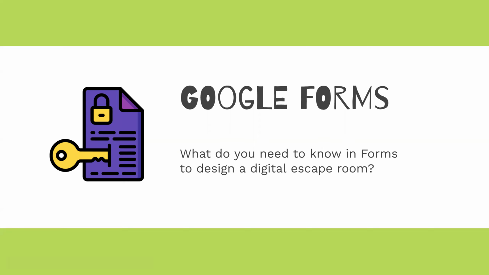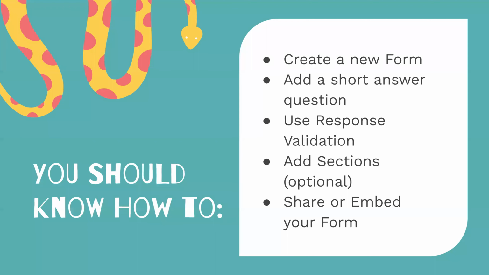So when it comes to Google Forms, what do you need to know to be able to build one of these? Well, these are the minimal skills that you will need to build an escape activity. First, you need to know how to create a new form, then how to add a short answer question. You could add multiple choice if you want to make it easy, but then they could just guess. The short answer is really how you build the lock questions. And the thing that most people have to learn for the first time is how to use response validation. So we're going to look at that.